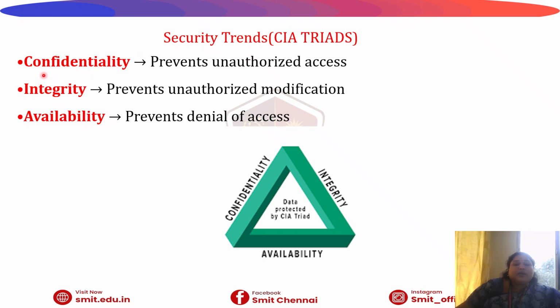CIA is nothing but confidentiality, integrity, and availability. Confidentiality is preventing unauthorized access. We are going to protect our own data. Integrity prevents unauthorized modification, so modification is not possible in integrity. And availability is preventing denial of access. Whenever we request data, that data must be given. So this is availability. These three are the security traits.